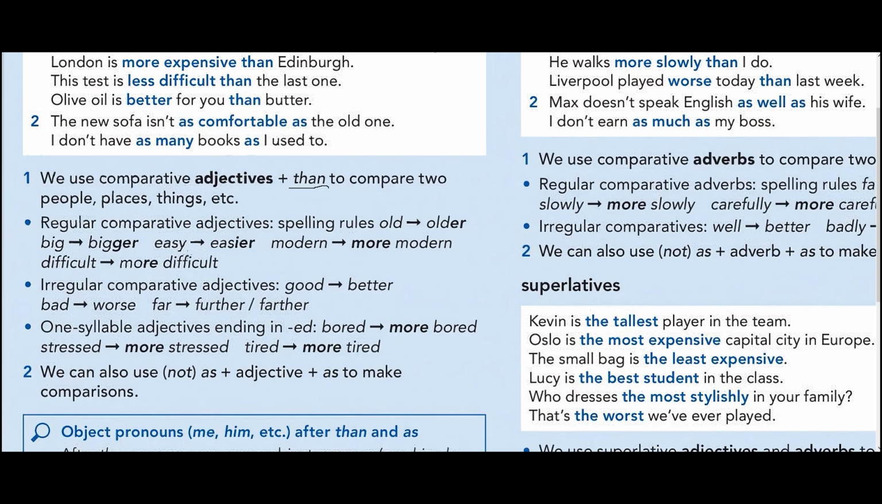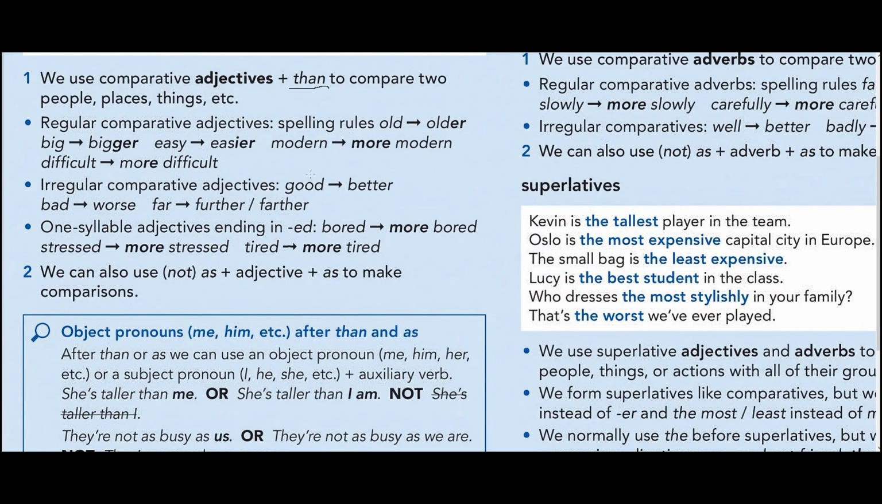Если у нас стоит буква y и согласный, она распадается easier, так вот I-E-R. Слово modern, длинное слово, ну вообще к длинным словам мы добавляем слово more. Modern, more modern, difficult, more difficult. Так. И у нас есть, конечно же, исключения. Irregular — это исключение. Как я говорил, их надо запомнить. То есть хорошо — лучше, плохо — хуже и далеко — дальше.